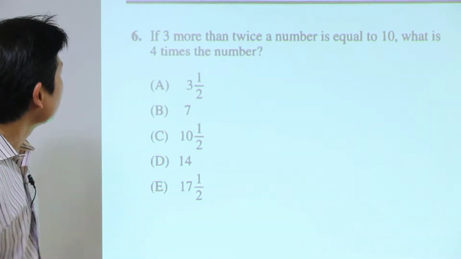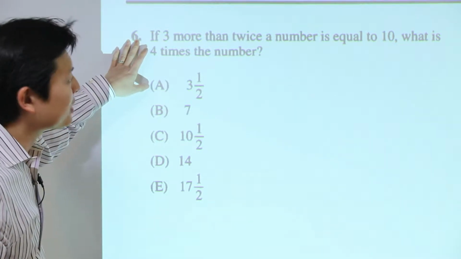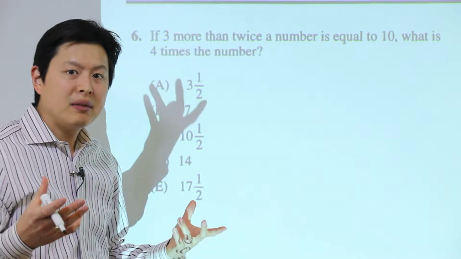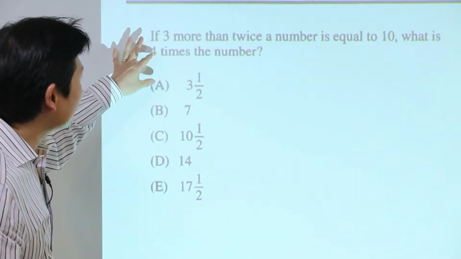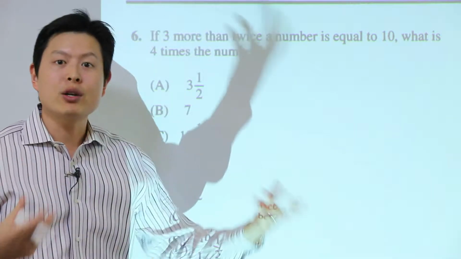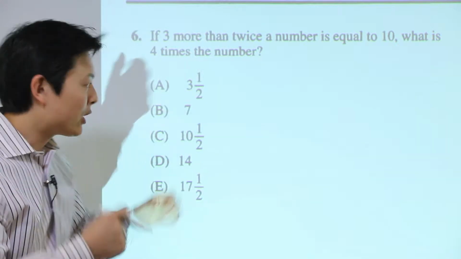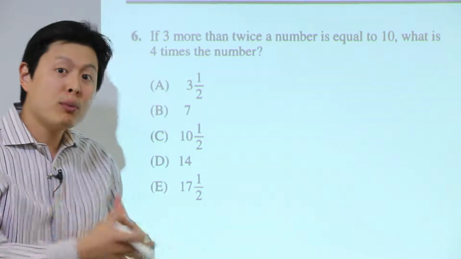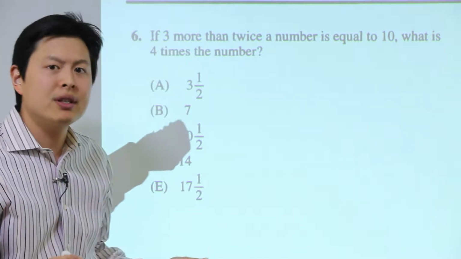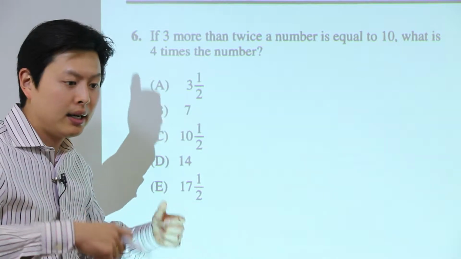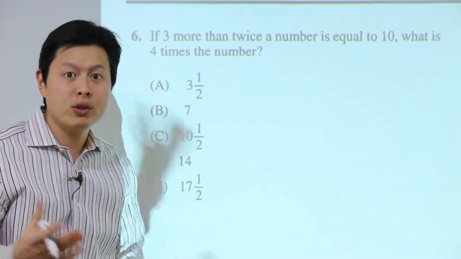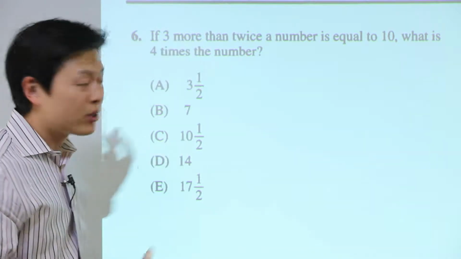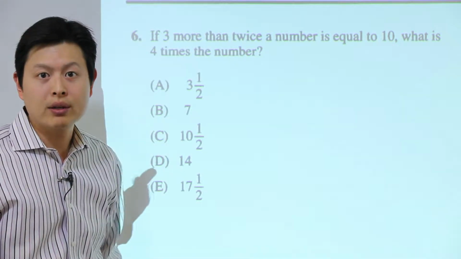Okay, so 6 says, if 3 more than twice a number is equal to 10, what is 4 times the number? So maybe you can already see this. This right here is basically reading a math equation, right? So we just need to know what equation this is trying to read. 3 more than. That's 3 more than something, right? 3 more. So what operation do you think that might be? It's going to be either a plus, minus, multiplication, or division, right? Those are the 4 operations that we're familiar with. So 3 more than, of course, that's going to be plus a 3, or 3 plus.